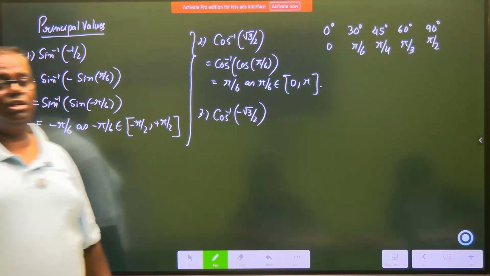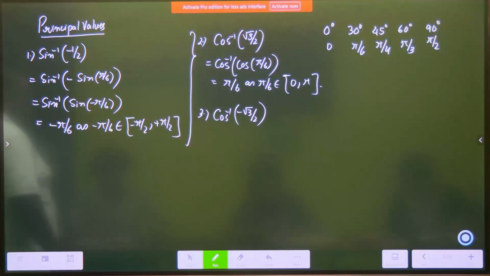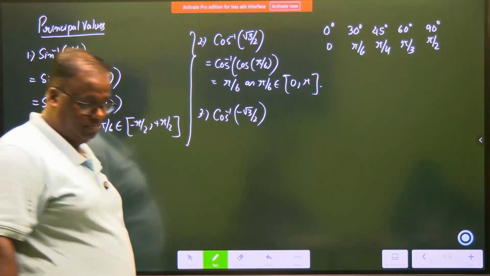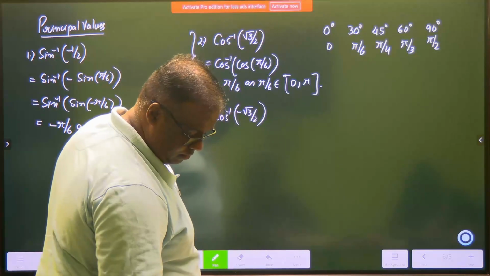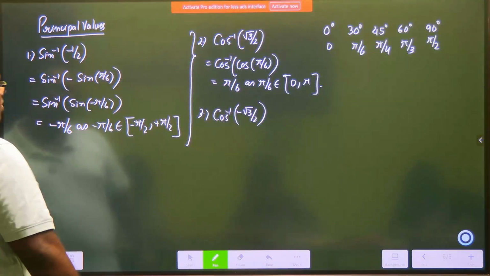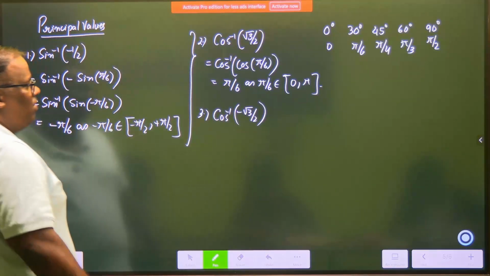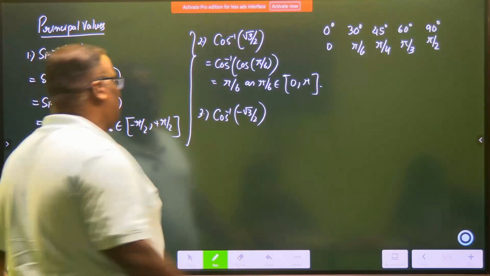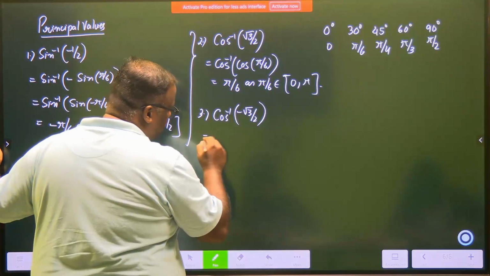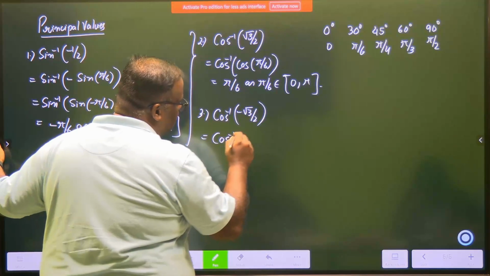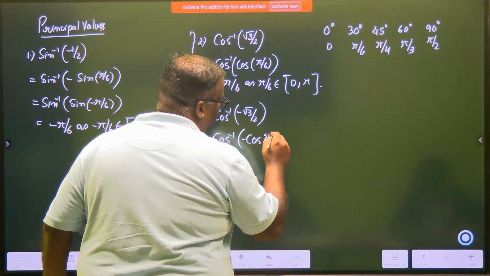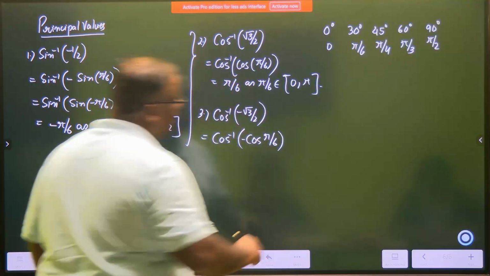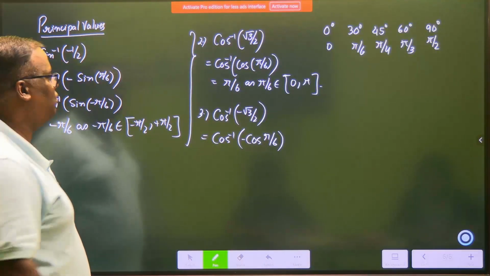Cos is an even function. Cos is a bad boy. Cos of negative theta is cos theta. Do the negative. And it will be very easy. Whenever it is negative, everything can be solved with a pi relation. So let's write it. This is cos inverse cos of negative cos of pi by 6. Agreed? Negative cos of pi by 6.